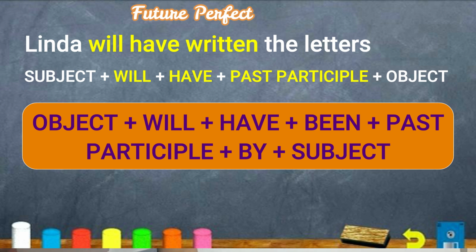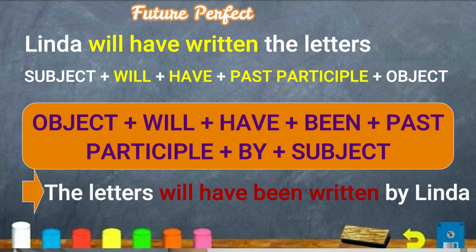And then we put the verb to be in past participle, been, and then the past participle of the main verb. We put it as it is because we cannot change it. And then we put a by and then the subject of the active. So the sentence goes like this. The letters will have been written by Linda.